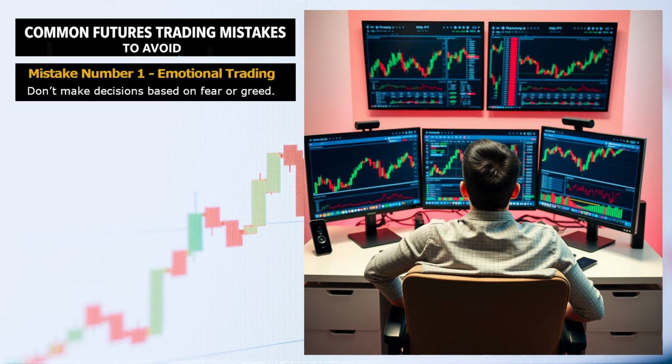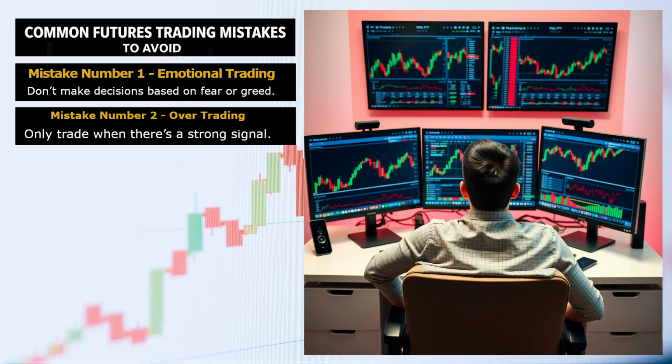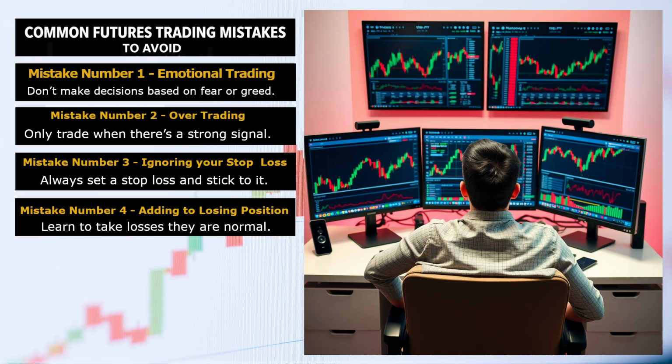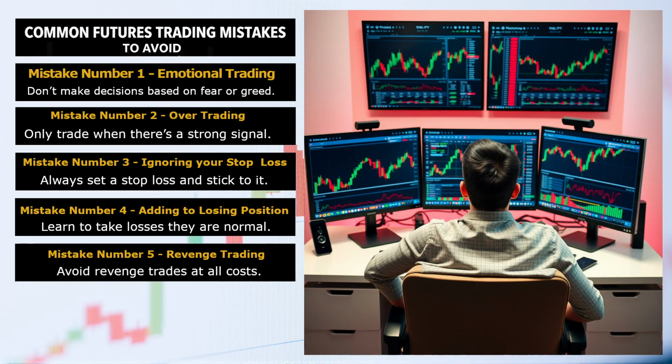Emotional trading. Don't make decisions based on fear or greed. Overtrading. Only trade when there's a strong signal. Ignoring your stop loss. Always set a stop loss and stick to it. Adding to losing position. Learn to take losses. They are normal in trading. Revenge trading. Avoid revenge trades at all costs.